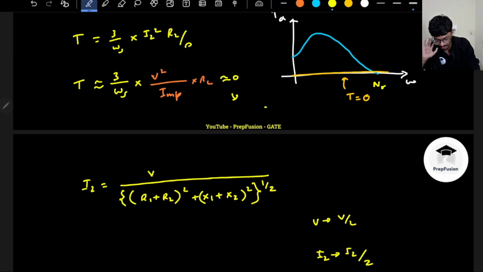Let me take an example. Let's say my torque is currently 0.01 Newton meter. So if you say that torque is proportional to voltage squared, you are kind of correct. The torque will go to 0.0025.